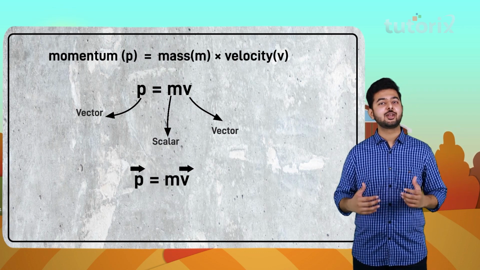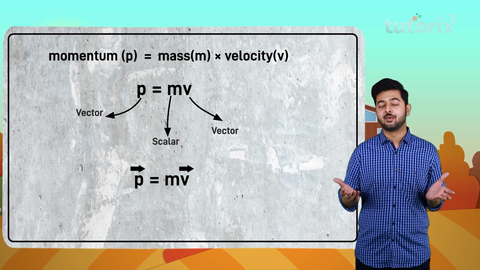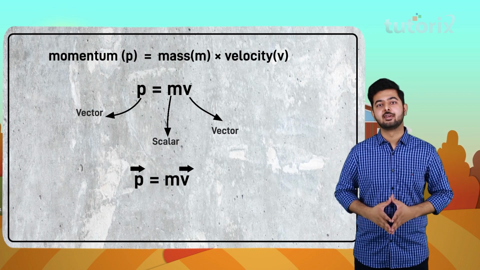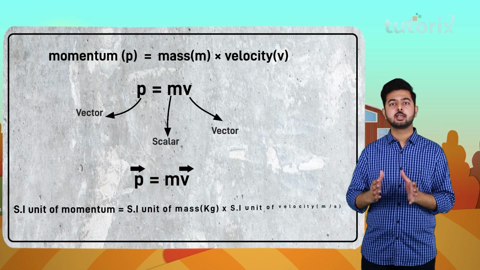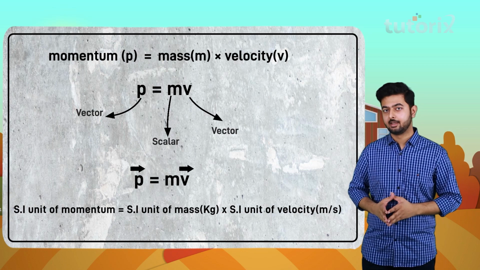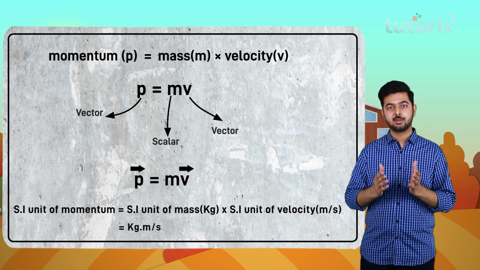So now we have a new physical quantity and that is momentum. So what are its units? Well, it is quite easy to derive. The SI unit of mass is kg and the SI unit of velocity is meter per second. And hence, the SI unit of momentum becomes kg meter per second. So till now in this video, we have learned the concept of momentum and how to write it mathematically.